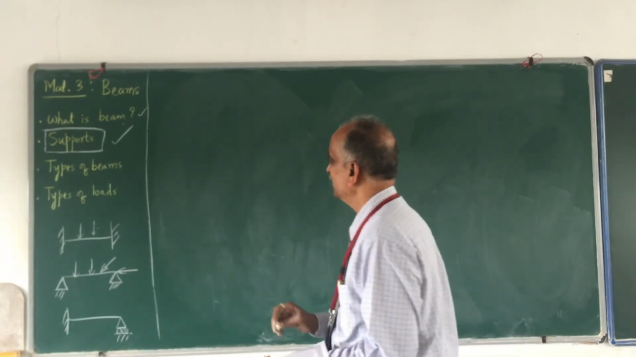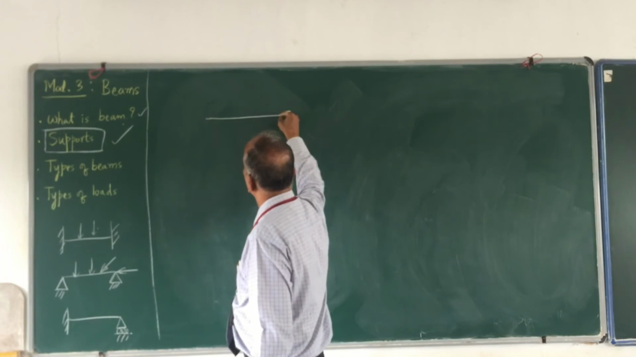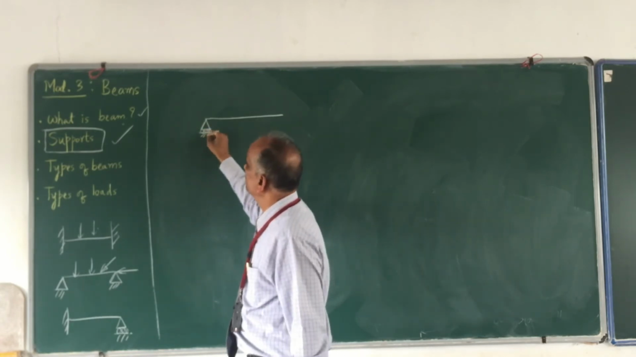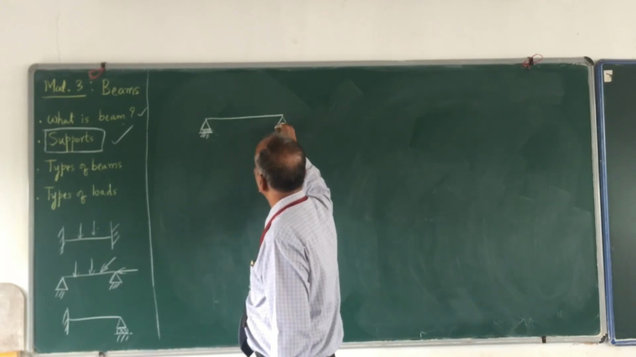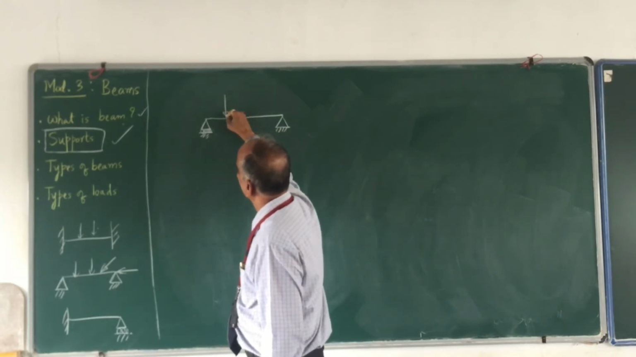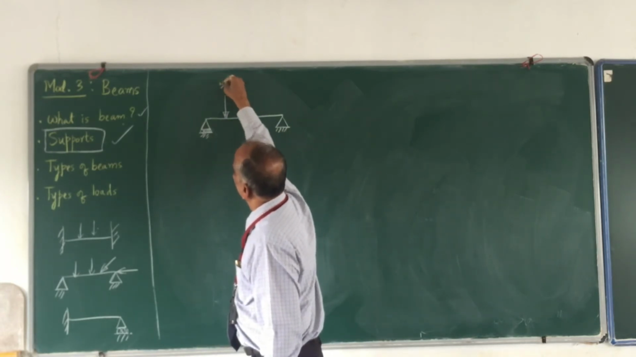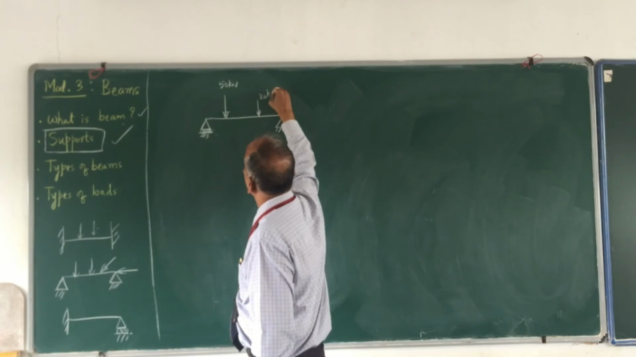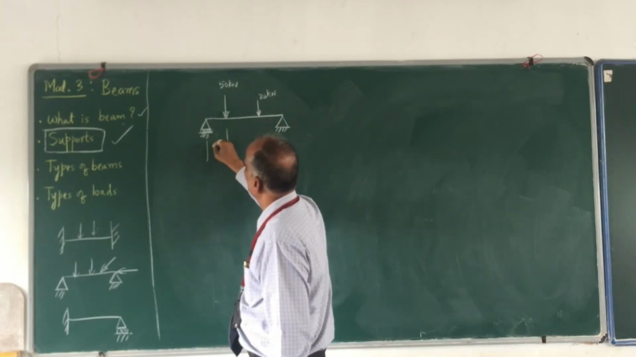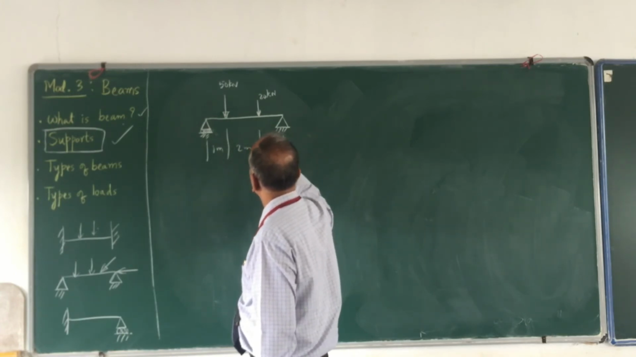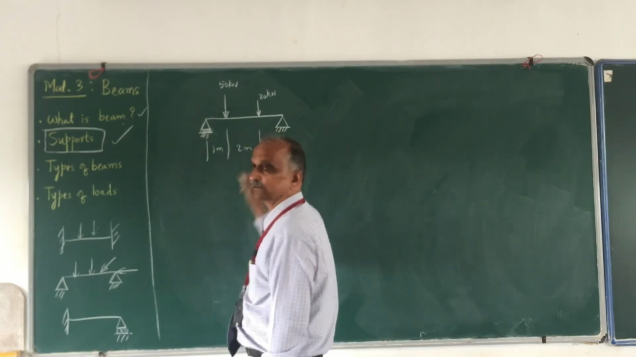Therefore, I shall take one example. Say I have a beam. What is the support? Roller support. And I have another one here, hinge support. And say I have forces like this. Say this is 50 kilonewton, and this is 20 kilonewton, and say this distance is 1 meter, this distance is 2 meters, and this distance is 1.5 meters.